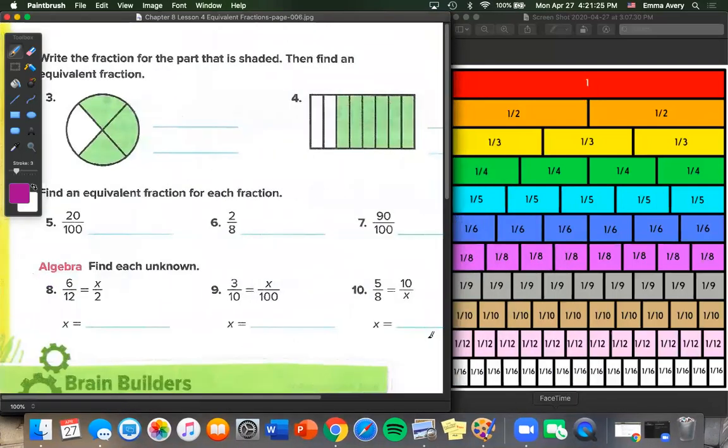On to the last page. Write a fraction for the part that is shaded, then find an equivalent fraction. So we have 4 pieces, 3 are shaded in. So then we can also, if we multiply each side of this by 2, 3 times 2 is 6, 4 times 2 is 8. So 3/4 and 6/8 are equal.